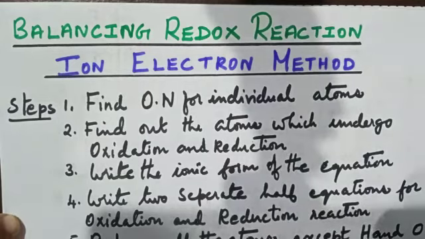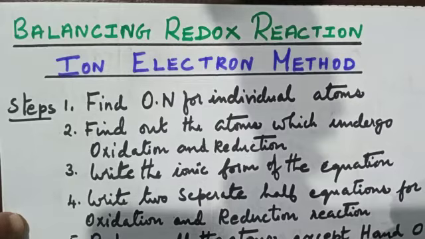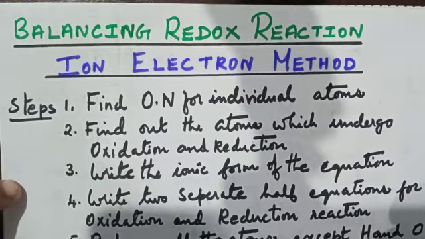Hello students, in this video let us study balancing redox reactions by the ion electron method. In the last videos we studied how to balance redox reactions using the oxidation number method. Now, like the oxidation number method, the ion electron method also has certain steps. Let us see the set of rules applied for balancing a redox reaction by the ion electron method.